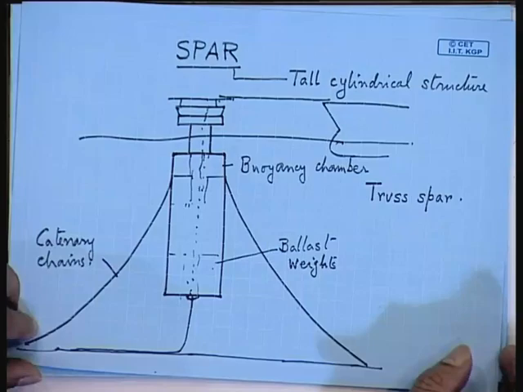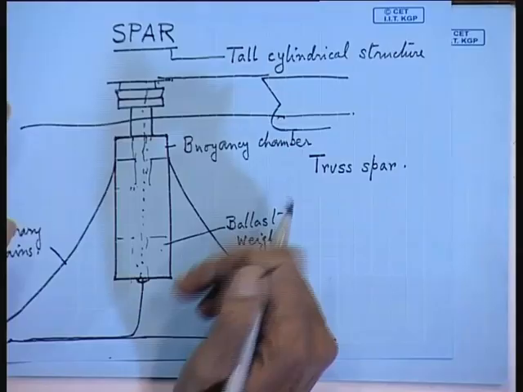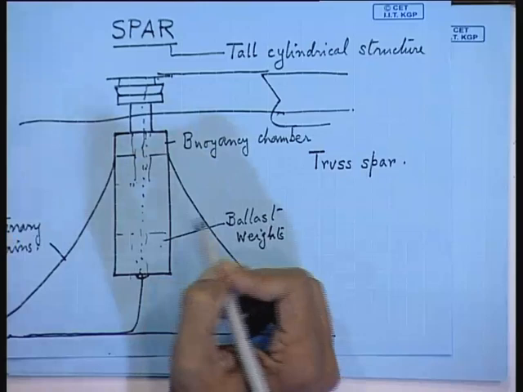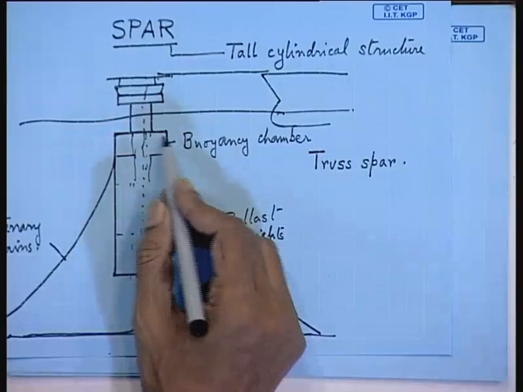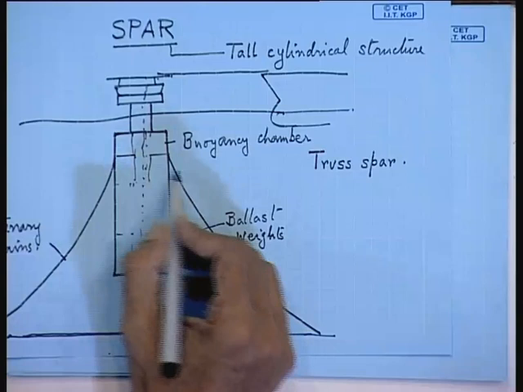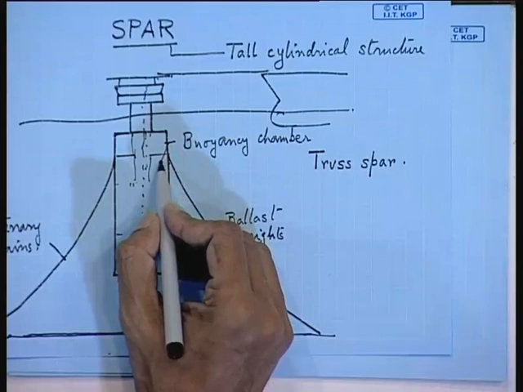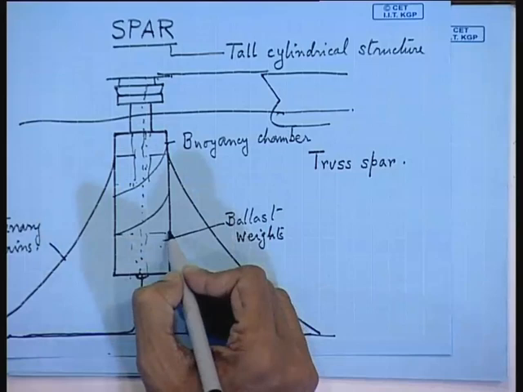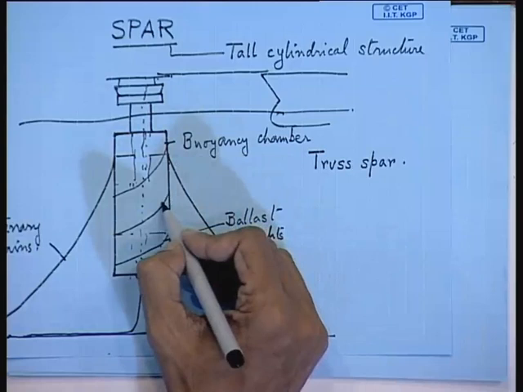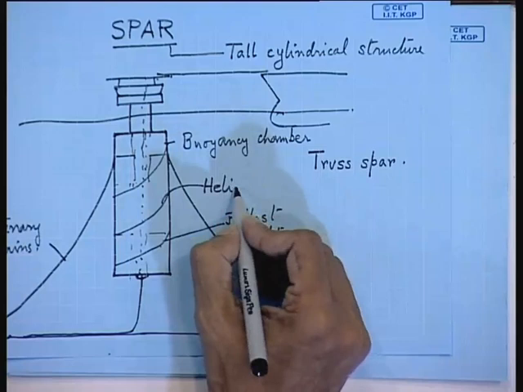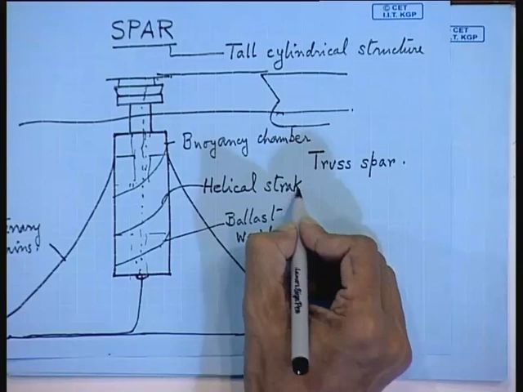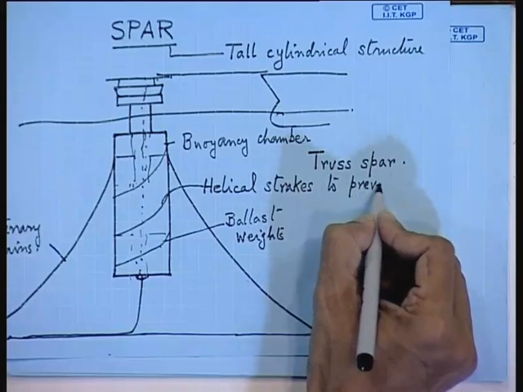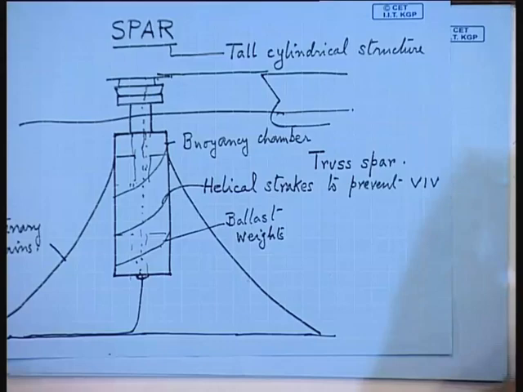Now a variation of this spar, instead of having a long tank out here, that is having the same diameter. Now the problem with this kind of spar concept, you will find you have a lot of vortex induced vibrations. So what they do, they incorporate some helical strakes along the shell of this spar. These are called helical strakes. So this prevents vortex induced vibration. These are some of these concepts you will come across.